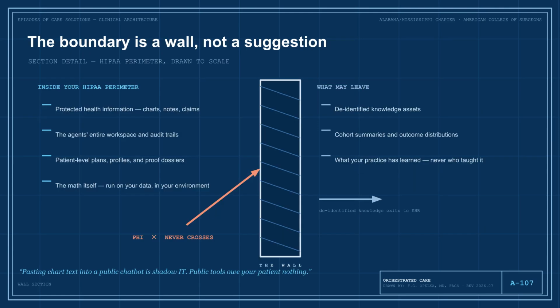The boundary between our systems and the outside world is a wall, not a suggestion. Protected health information, audit trails, and patient plans stay strictly inside your HIPAA perimeter. Only de-identified knowledge, such as cohort summaries or general insights, is permitted to leave. Public tools do not owe your patient the protection they deserve.